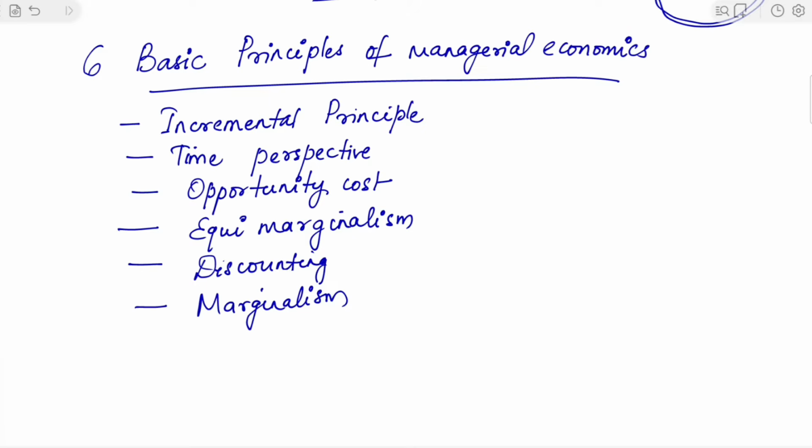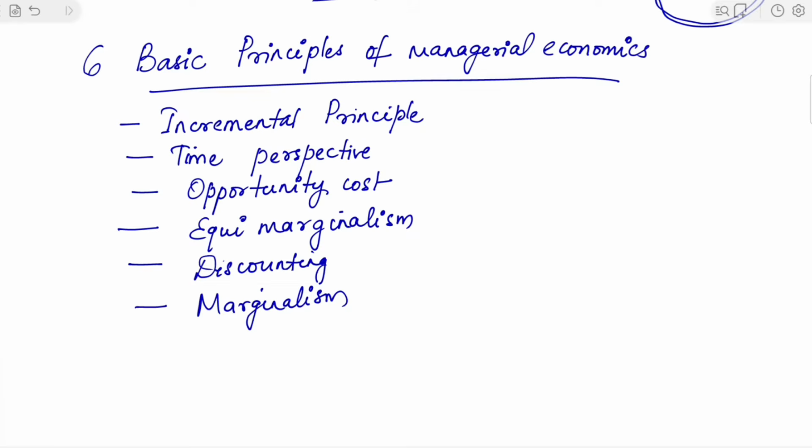So first is the incremental principle. What is the incremental principle? It asks us to find the incremental cost and the incremental revenue with an incremental change in production. Suppose you are producing 100 goods. If you decide to produce 102 goods, then what is the incremental cost that you will have to bear to produce that extra, and what is the incremental revenue you will gain from that? Kind of like marginal, but it is called the incremental concept.